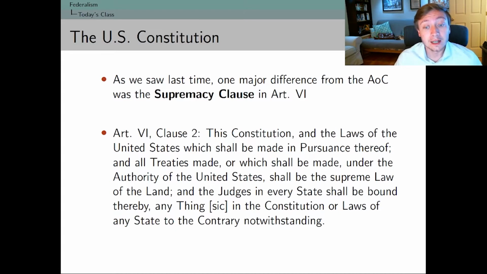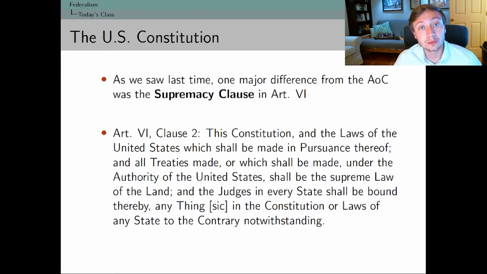One thing we want to make clear and remember is that every state does indeed have a constitution. Maryland has a constitution. Every state in the union has a constitution that sets up its own internal laws and political rules, the way that the governor's office works, the way that the state legislature functions, and all sorts of other details.